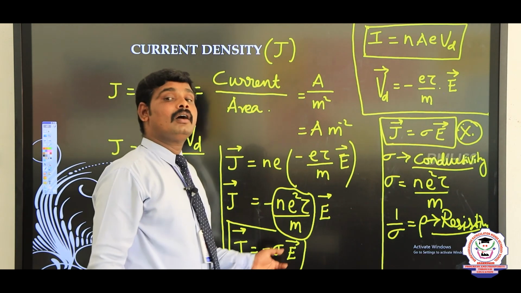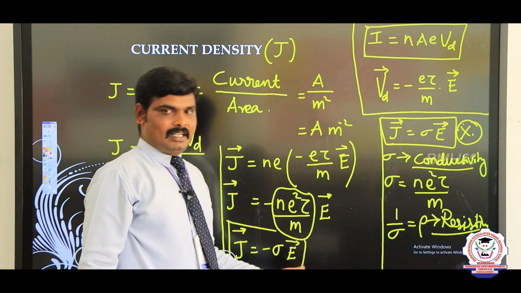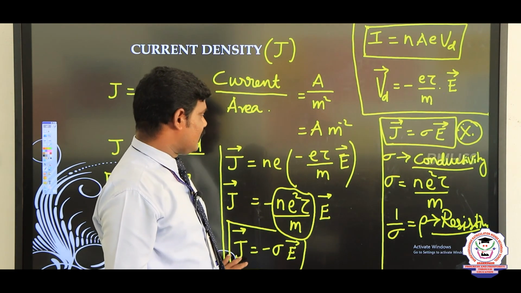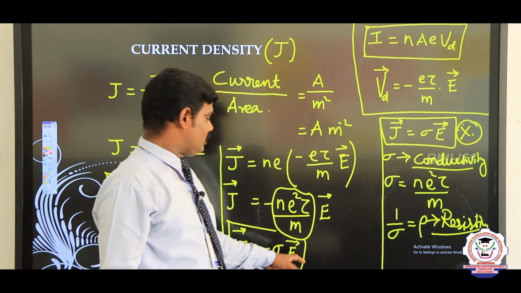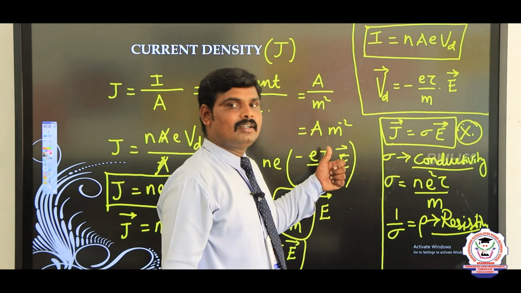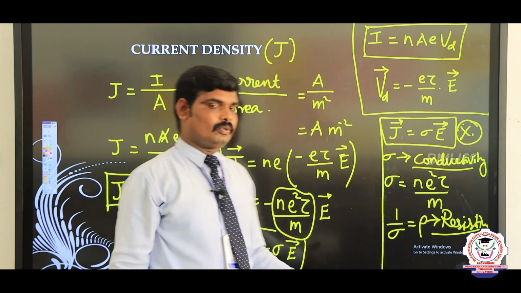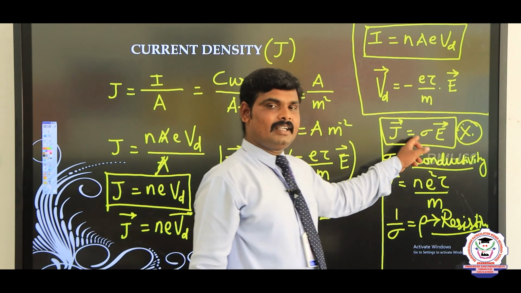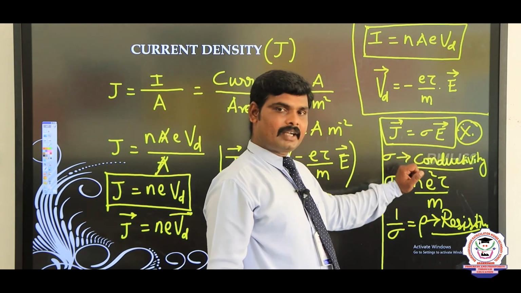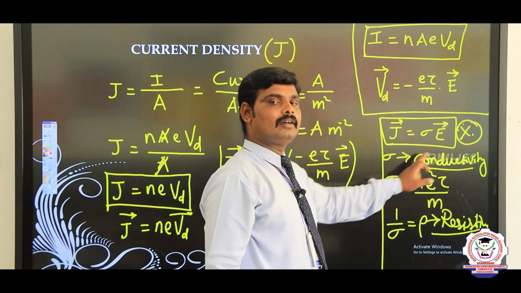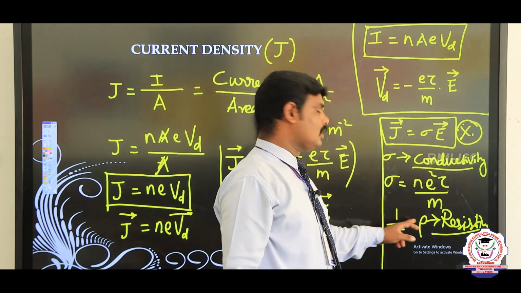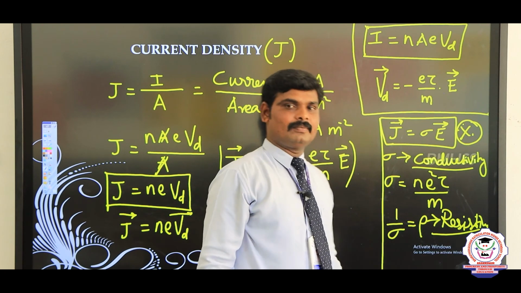Why? Because by convention, the direction of the current density is always the electric field direction. This we already studied. That's why we can write this equation like this. Sigma is the conductivity and rho is the resistivity.